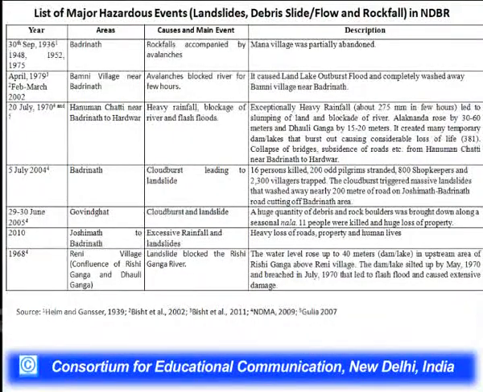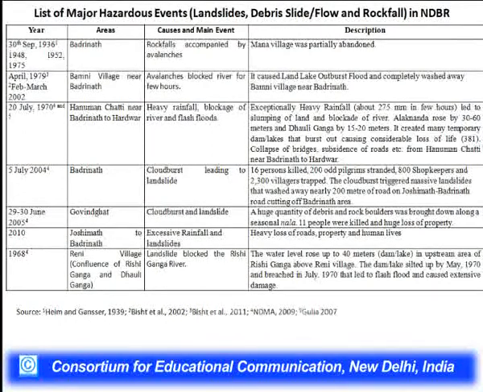Now I would like to put before you very important statistics about the list of major hazardous events: landslides, debris slides, flows and rock falls, particularly in the Nanda Devi Biosphere Reserve. We have done some research work on this area, and we collected the data from many historical records. In 1936, 1952, 1948, 75, near Badrinath, rock falls accompanied by avalanches occurred, and Manna village was partially abandoned.